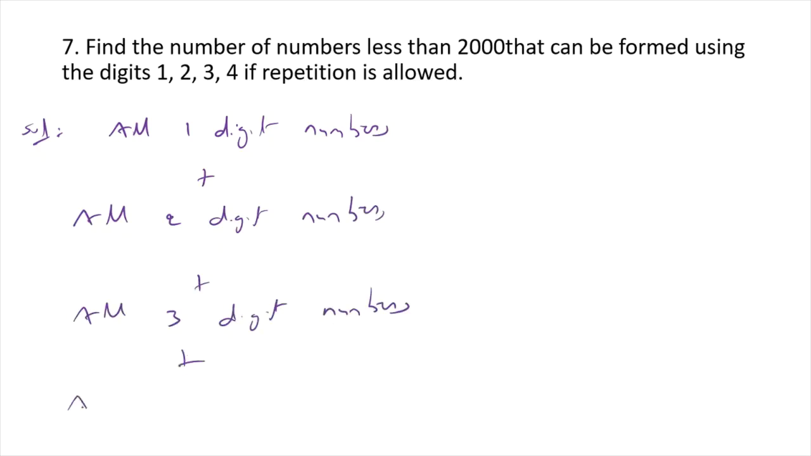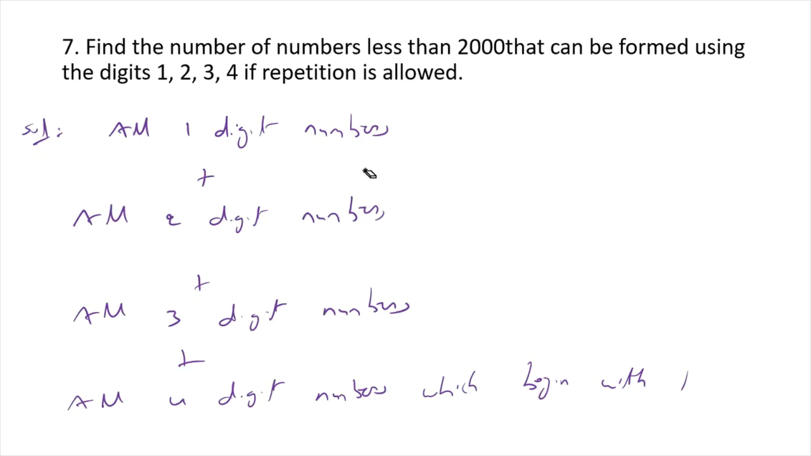Therefore, we have to take all 4-digit numbers which begin with 1. All 4-digit numbers which begin with 1 are going to be less than 2000. Therefore, the total number of numbers which are less than 2000 is going to be number of one digit numbers, plus number of two digit numbers, plus number of three digit numbers, plus number of four digit numbers which begin with 1. So I hope you can answer these questions.